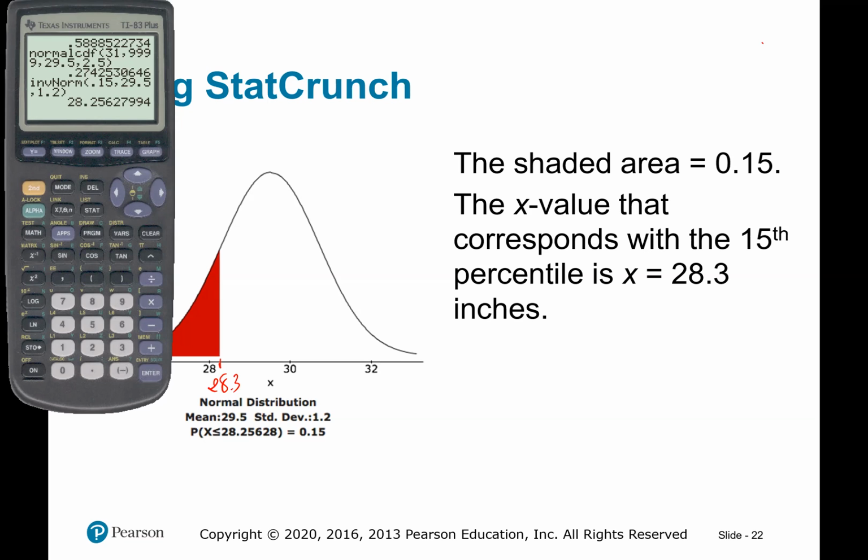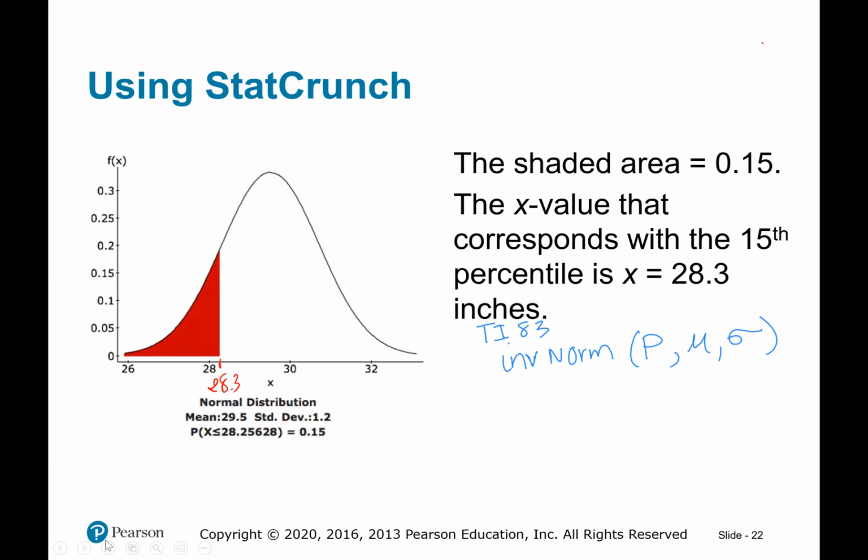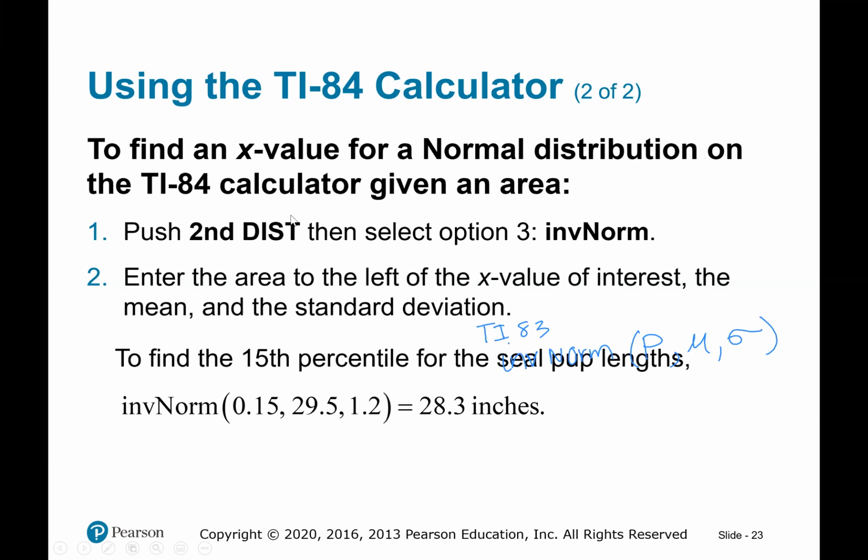So that is the way for using the TI-83. The formula is going to be inverse norm, and then the probability, then comma, you put the mean and the standard deviation. Okay, so that's for the TI-83. Now let's move to the next page. This also shows the way I just did, but for the TI-84. Same thing: you push second, distribution, and then option number 3, inverse norm. So let's move to the next page.